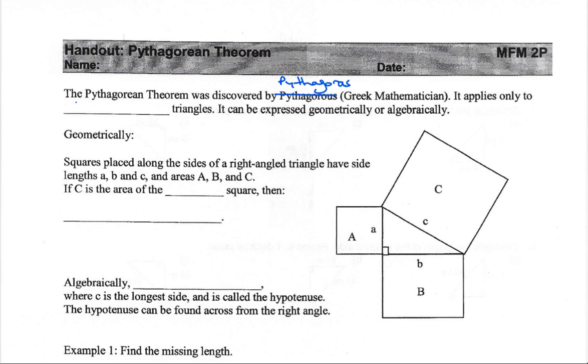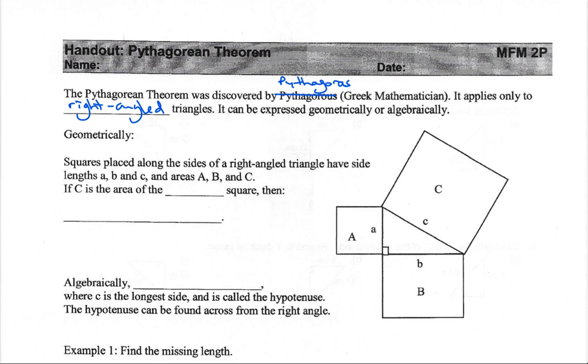Pythagoras, okay, who was a Greek mathematician. Now, actually, it's not true. The Pythagorean Theorem was actually used 1,000 years before Pythagoras in India. But it's known with his name, even though he wasn't the one who actually discovered it. It applies only to right-angled triangles.